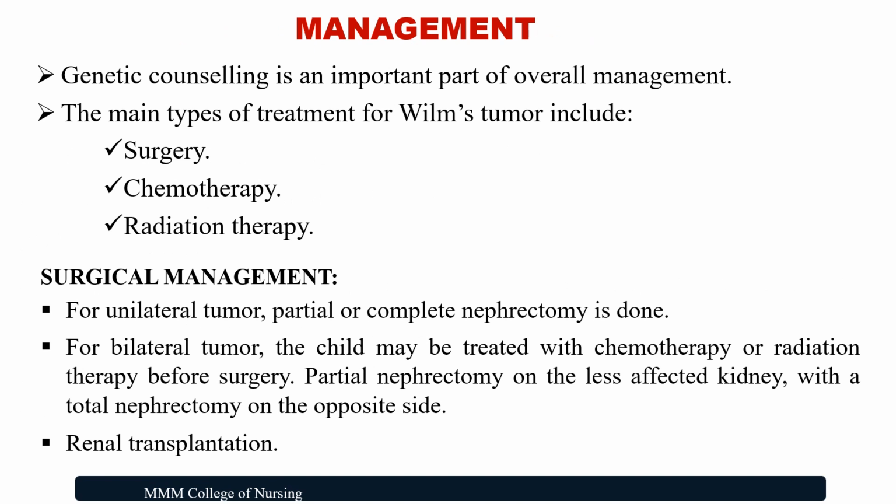About management, genetic counseling is an important part of overall management, and there are three types of treatment of Wilms tumor: surgery, chemotherapy and radiation therapy. Moving on to the surgical management, for a unilateral tumor, a partial or complete nephrectomy has to be done. For a bilateral tumor, the child may be treated with chemotherapy or radiation therapy before surgery, and a partial nephrectomy can be done for the less affected kidney, and renal transplantation may be the major treatment.